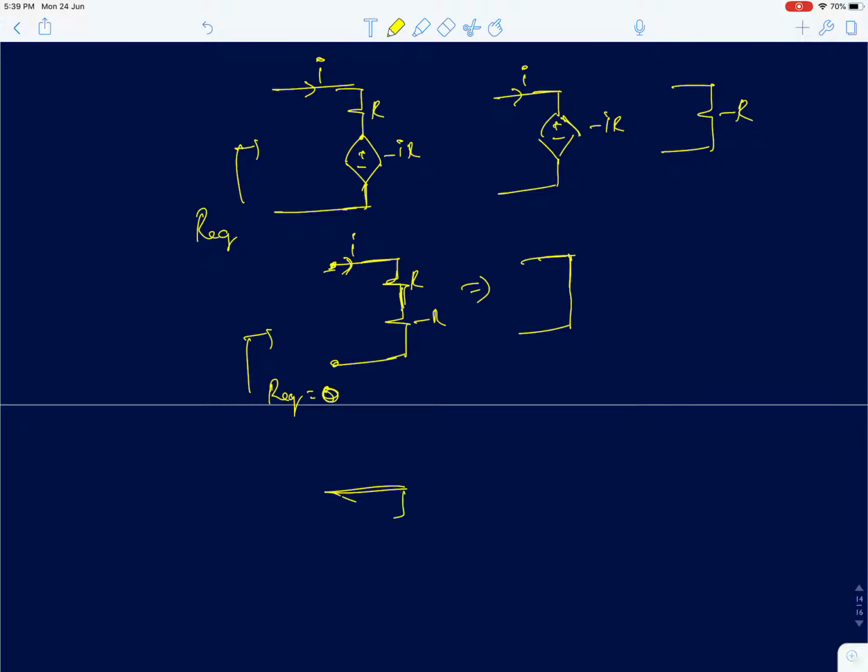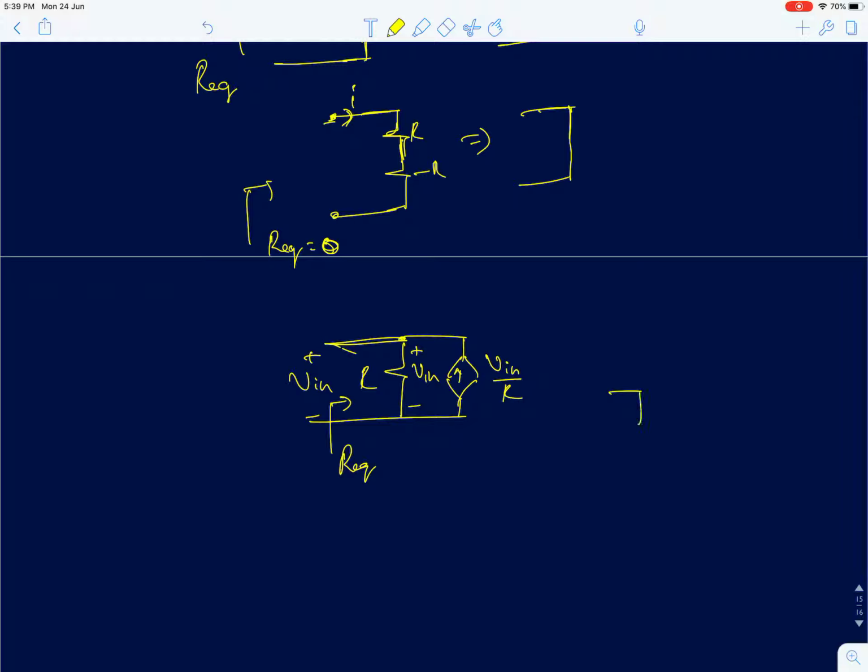Similarly, I'll take another circuit which has R here, and let's model it as a current source of value Vin upon R. So Vin is the voltage across this resistance, which is the same as the voltage across this. You're supposed to find the equivalent resistance at this point. As we discussed in the beginning of the class, if you apply a voltage Vin and a current flows into the voltage source, then it's a negative resistance of value minus R.